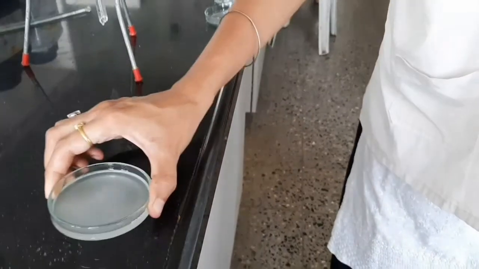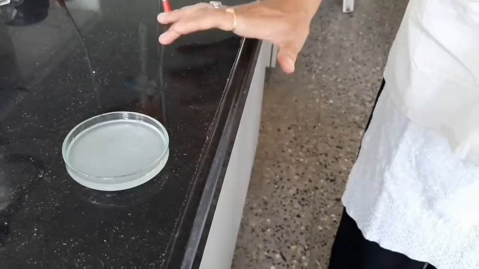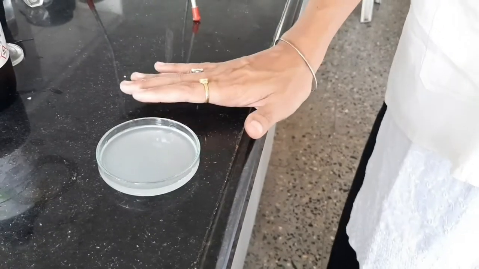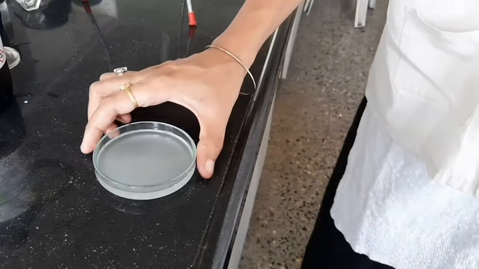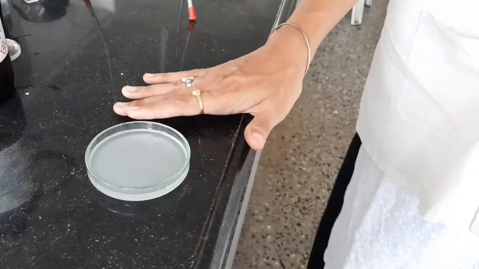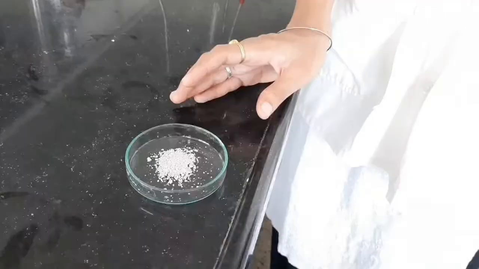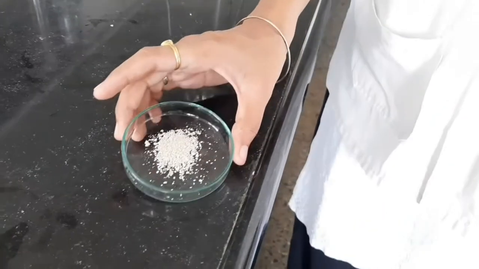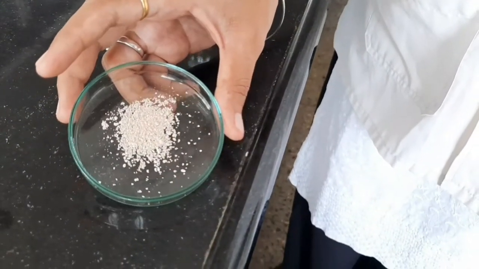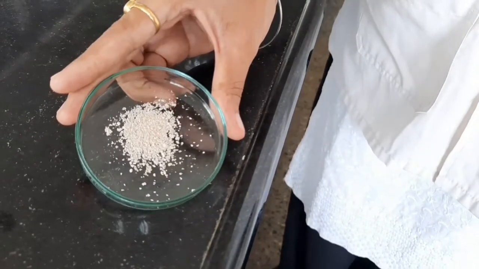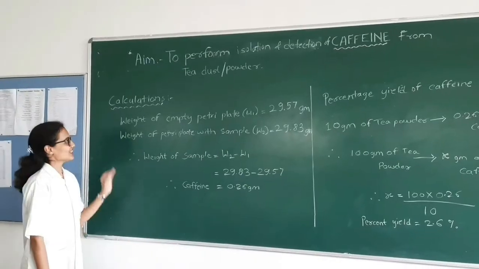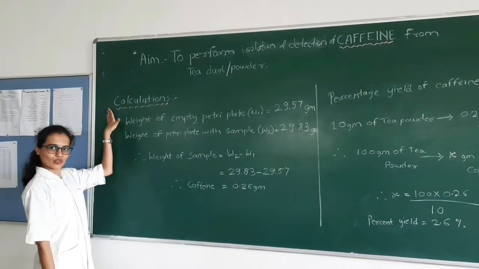This is the chloroform layer which we have collected, and now we will allow this to evaporate at room temperature, and after evaporation the caffeine crystals will be obtained. So these are the caffeine crystals which are collected after evaporation. White color caffeine crystals are obtained. Now we will see the calculations.